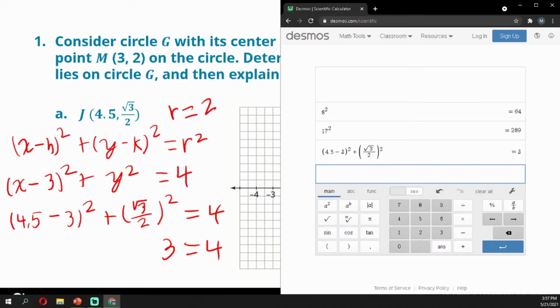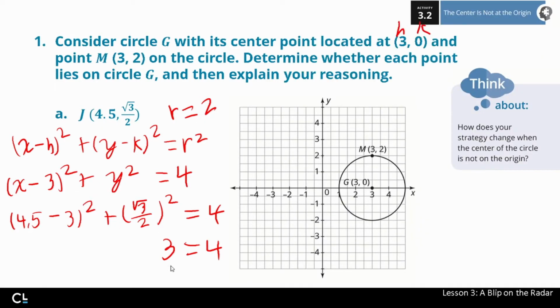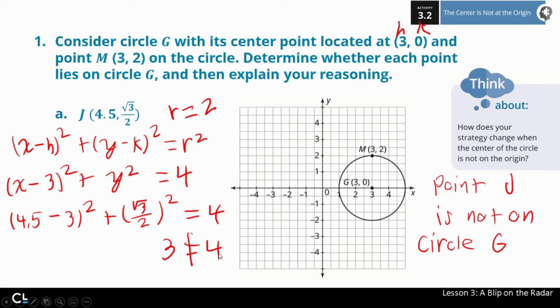Let me just move this back over to my other screen. And does 3 equal 4? No, 3 does not equal 4. So we could say point J is not on circle G. Point J is not on circle G. Why? Because when we plug it in, 3 does not equal 4. This point does not lie on the circle.